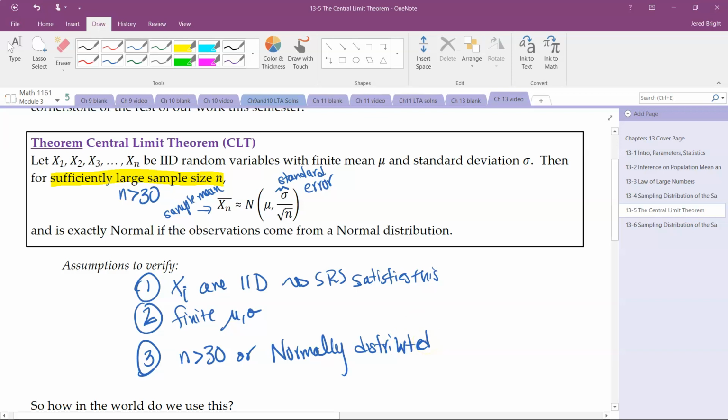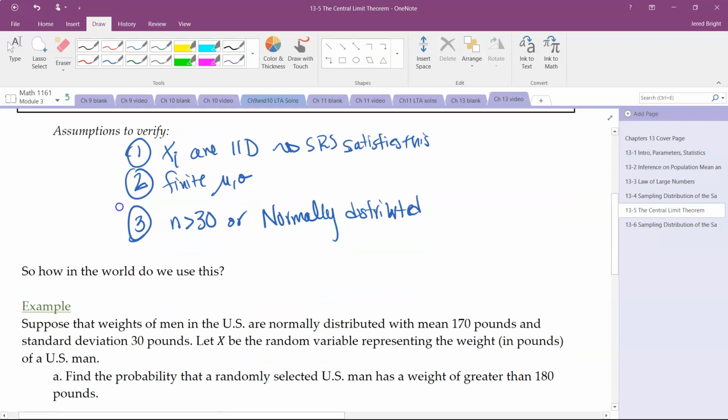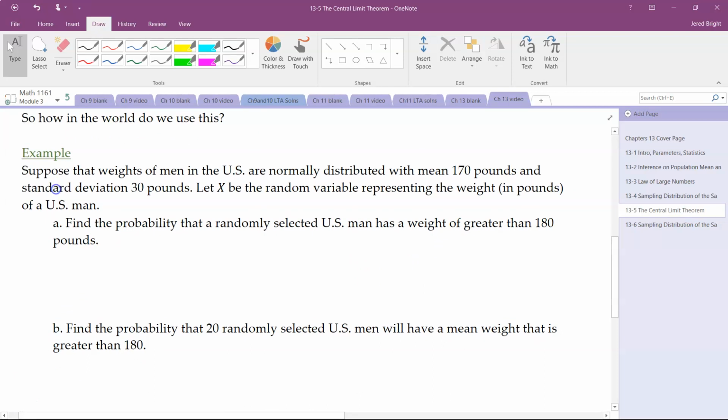But the question is, great, we have this theorem. How do we use it? Glad you asked, because we're going to do 2 examples. So context, let you pause the video, read it through.